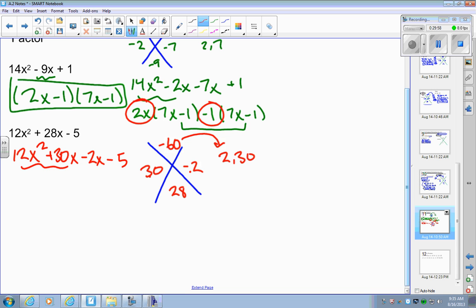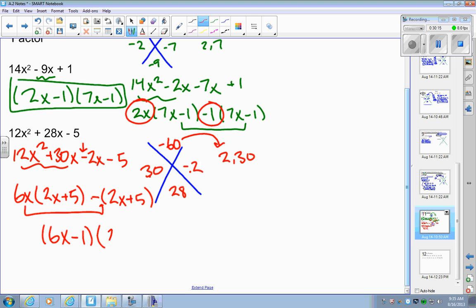GCF these, they got a 6x in common. If this is a negative, you're always going to pull that out. This is going to change. Now remember, there is a -1 right here, even though I didn't write it that time. And there you go. Check in your calculator or by double distributing.